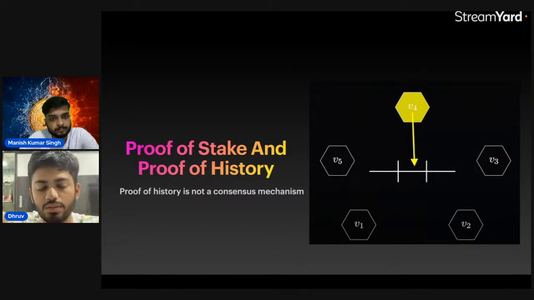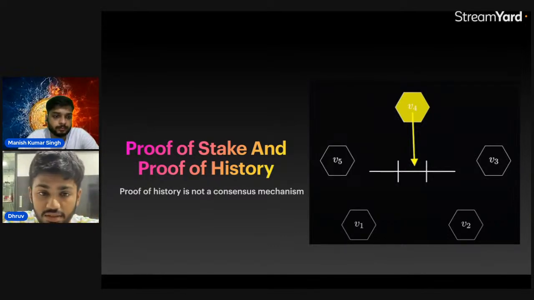Proof of history is only related to Solana. It's not a consensus mechanism. Proof of stake you see in many other chains, like Avalanche, and also Near Protocol. Proof of stake is common, but proof of history is only with Solana. So this is how Solana is super fast. And since it doesn't use a lot of computation power, the fees are also very low, right?